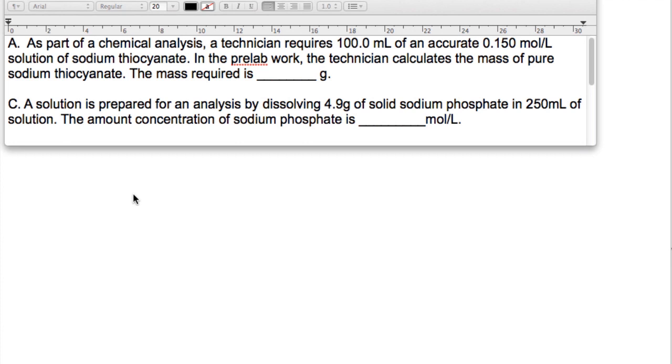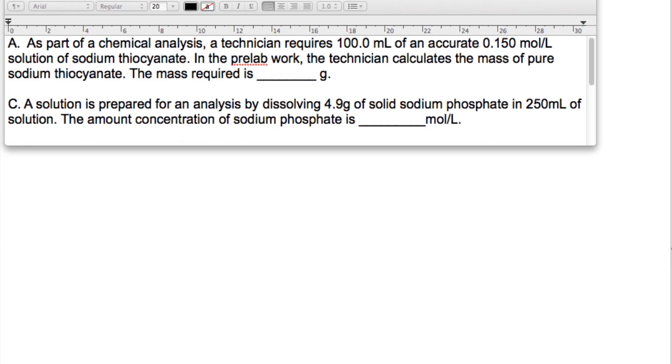Alright, we'll be doing these two questions at once. The first one is, as part of a chemical analysis, a technician requires 100 milliliters of an accurate 0.15 moles per liter solution of sodium thiocyanate. In the pre-lab work, the technician calculates the mass of pure sodium thiocyanate. The mass required is in grams.